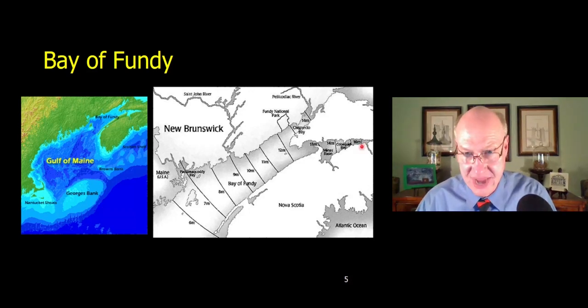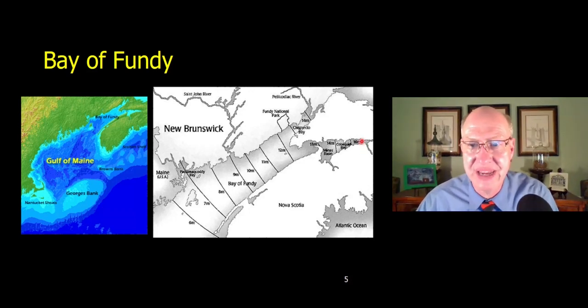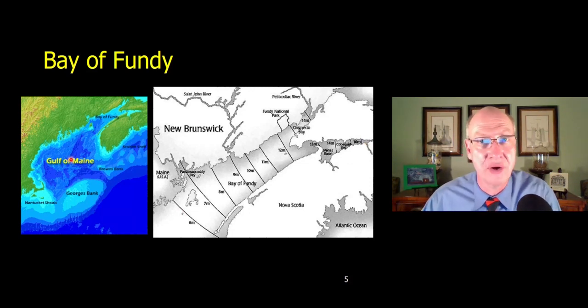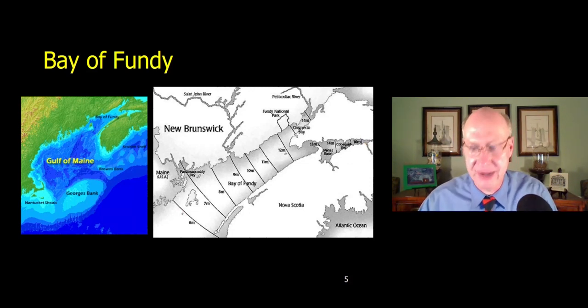Up here at the very top of the Bay of Fundy, the tidal range can be 16 meters, which is almost 50 feet from low tide to high tide, and those are the highest tides anywhere on Earth. But here's the important thing to remember. It's all about the geography. The reason the Bay of Fundy has much higher tides than any place else on Earth is because of the unique geography of the area.